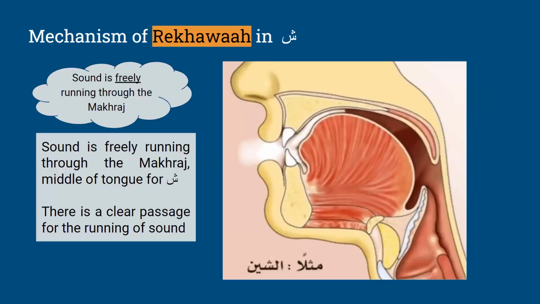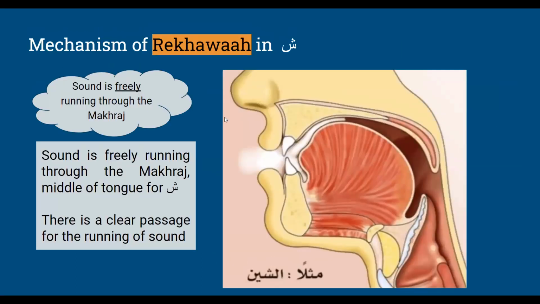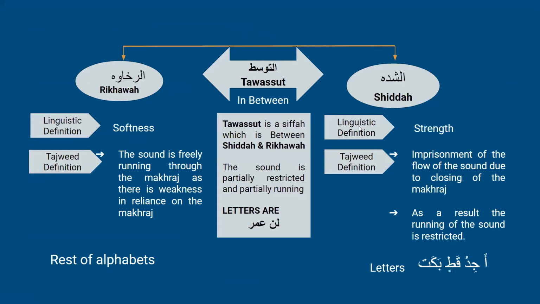For the Tawasut letters, what we have covered here, we have covered the Shiddah and Rekhawah, and we've seen with the images and explanation how the sound is blocked here and the sound continues here. In between is the Tawasut. We will now be learning these 5 letters, Lam, Nun, Ain, Mim, and Ra, and we'll learn how the sound will be blocked, but it will also be running, and how it happens. Let's see. Lam, Nun, Ain, Mim, and Ra, which is the Tawasut letters.